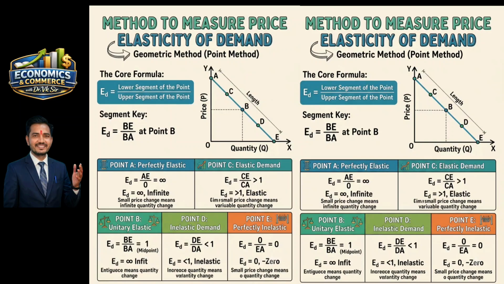So for a conclusion, I want to say at point A it is equal to infinite, we can say perfectly elastic. At point B it is equal to 1, we can say unitary elastic. At point C, ED is greater than 1, we can say elastic demand. At point D, it is less than 1, we can say inelastic demand. And last, at point E, it is equal to 0, perfectly inelastic demand.